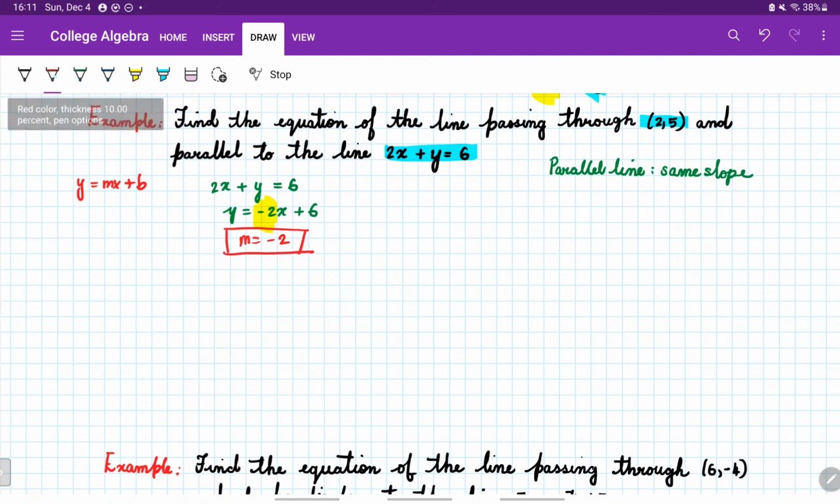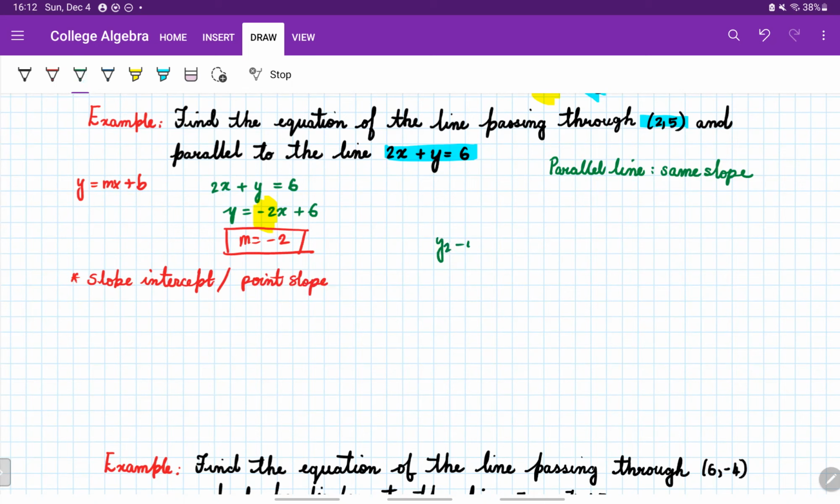Now once we know our slope and we have a point, we can use either the slope-intercept form or the point-slope form to find our equation. Both would give you the same answer. I will use the point-slope form, which is y2 minus y1 equals m times x2 minus x1. And let me assume y2 as y and x2 as x. And we have 2 as our x1 and 5 as our y1.